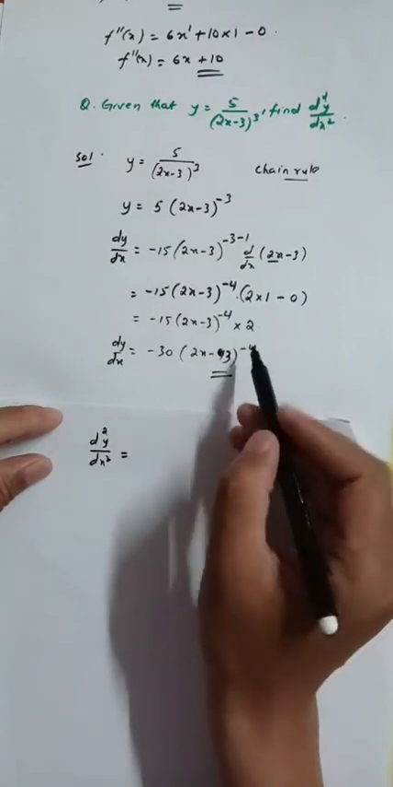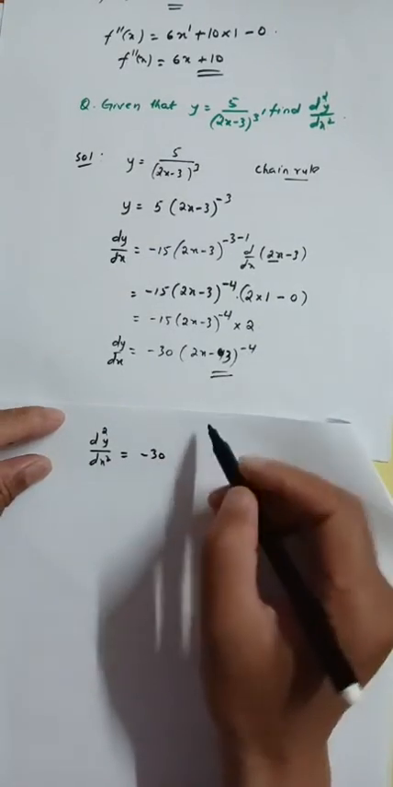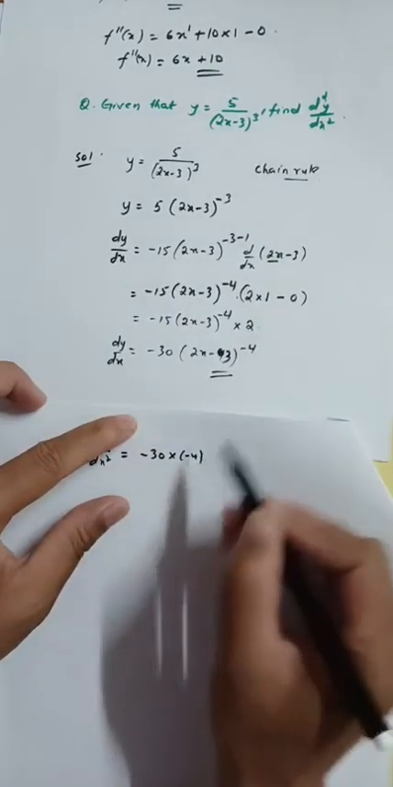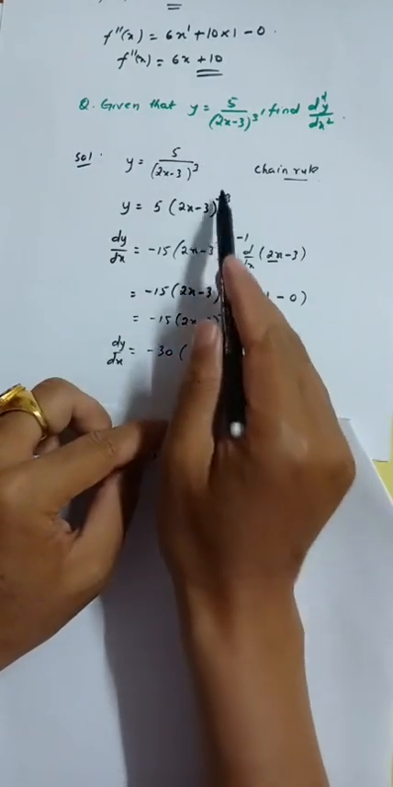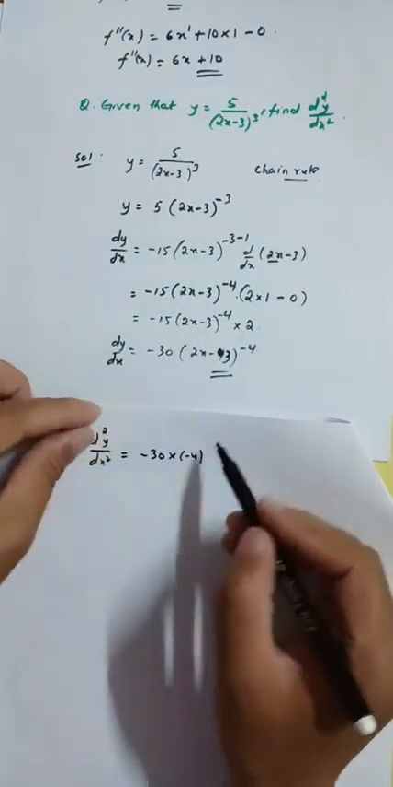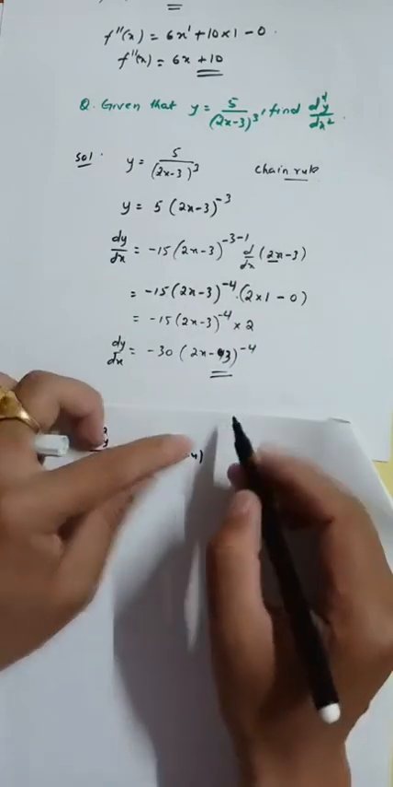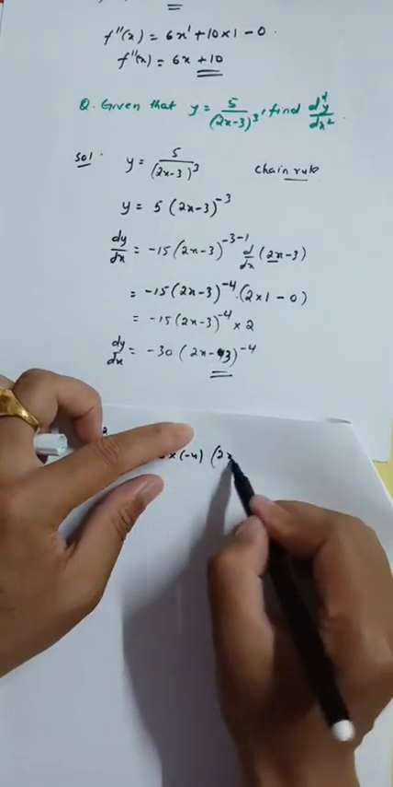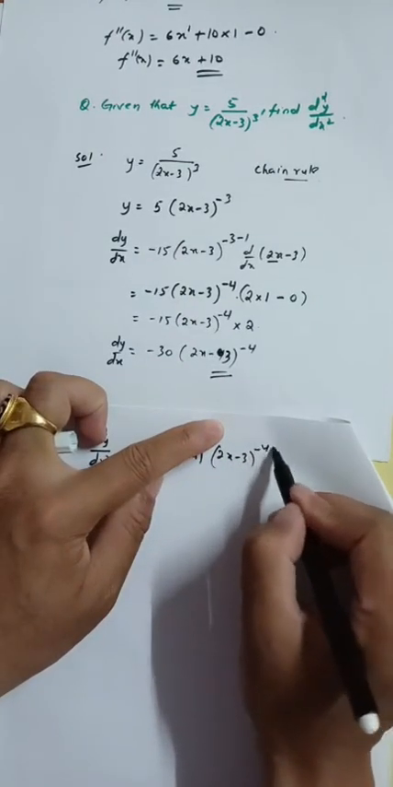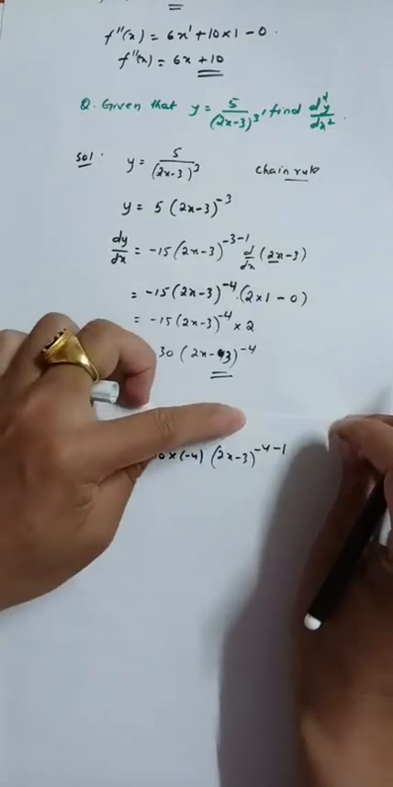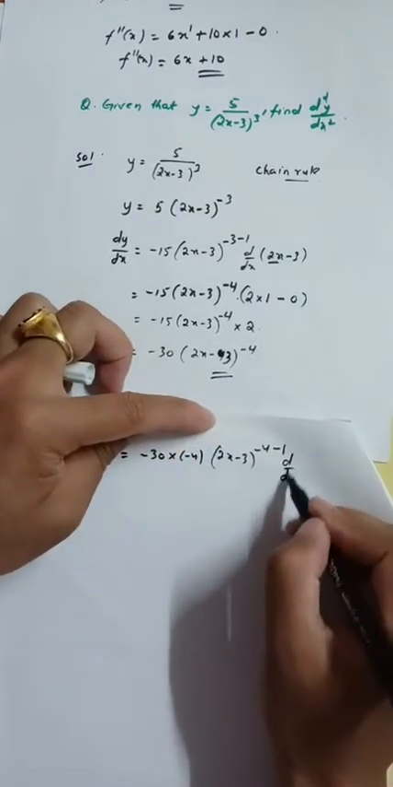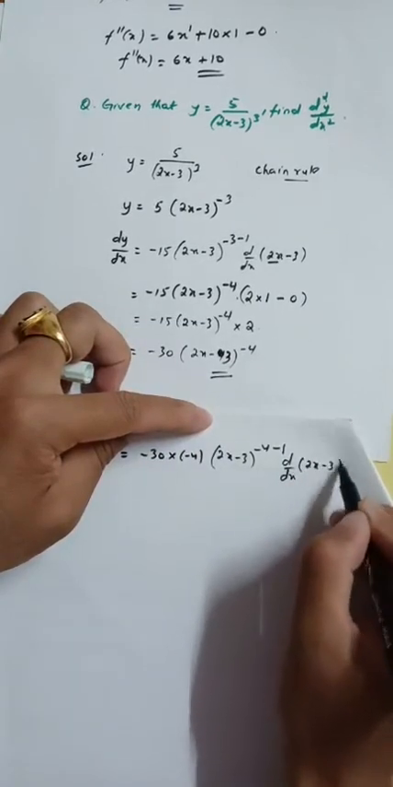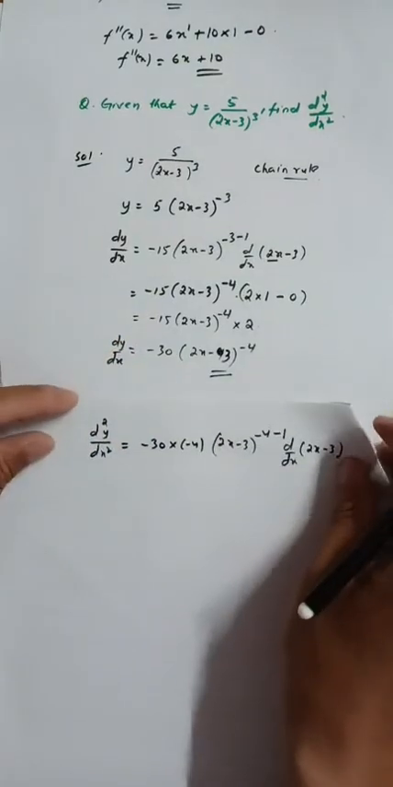equal to, using the chain rule, negative 30 times negative 4, the exponent comes down, times 2x minus 3, then we have negative 4 minus 1, subtracting 1 from the power. Then d by dx of your terms inside the bracket without taking the exponent, that is the chain rule.